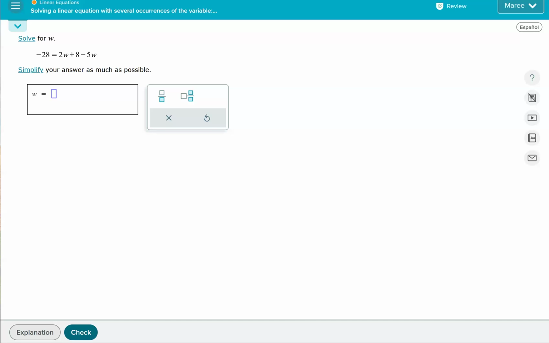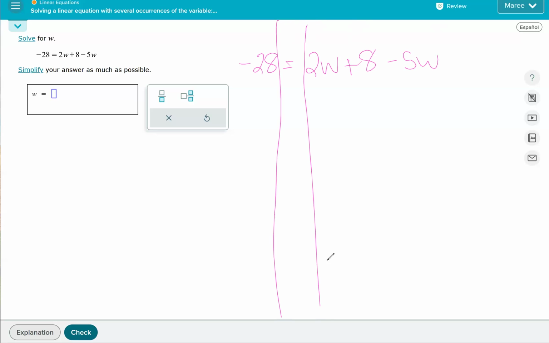So we're going to start with this example. The first step is to simplify the side of the equal sign that has more than one variable. In this case, we're going to combine like terms. I'm going to go ahead and put these railroad tracks down. Sometimes that helps us keep the sides of the equal sign separated. So we have that negative 28 on the left and then all that stuff on the right.